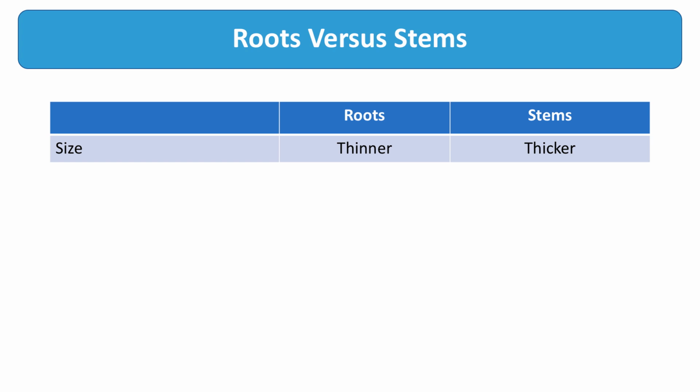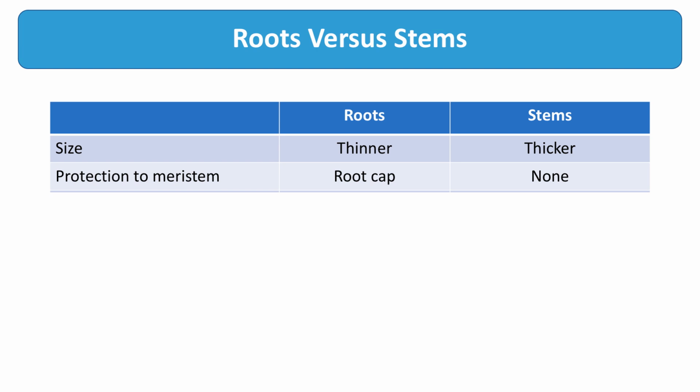Firstly, roots are much thinner than stems. Their thinness optimizes their surface area to volume ratio, and as a result, increases their uptake of water and nutrients. Their thinness also allows roots to bend around soil particles and make use of channels created by invertebrate animals that burrow through soil.